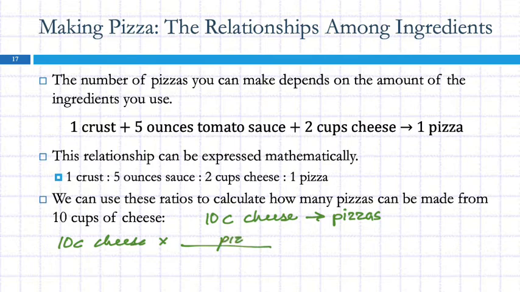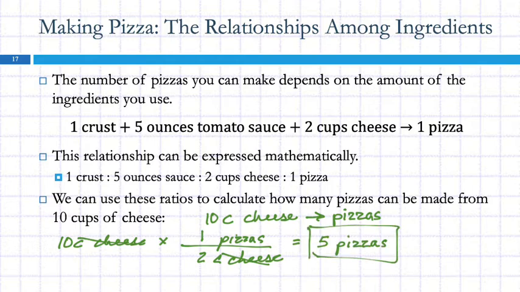I'm going to have pizzas on top, and I'm going to have cups of cheese on the bottom, so the cups of cheese cancel out. The relationship between pizzas and cups of cheese comes from this equation. There are 2 cups of cheese for every 1 pizza. For every 1 pizza, I need 2 cups of cheese. And so we end up with 5 pizzas, which is the answer you came up with in your head.